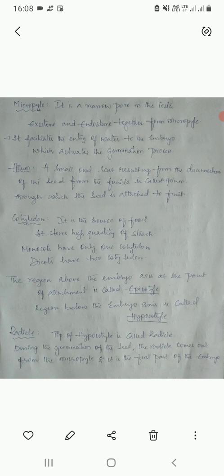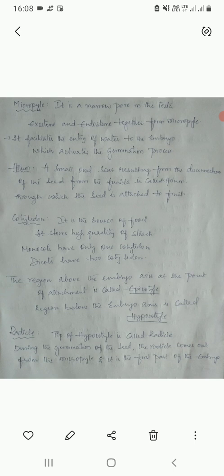And moving to the next part, that is cotyledon. Cotyledons are of two types, monocots and dicots. Monocot consists of a single cotyledon, whereas dicot consists of two cotyledons. It is a rich source of food and stores high quality starch. The region above the embryo axis is called epicotyl, and the region below the embryo axis is called hypocotyl. Both are very important parts in the seed.